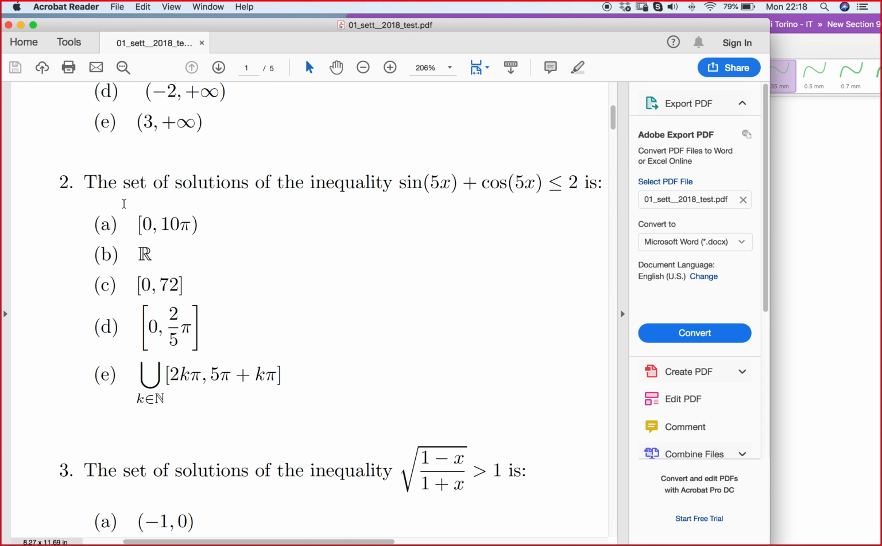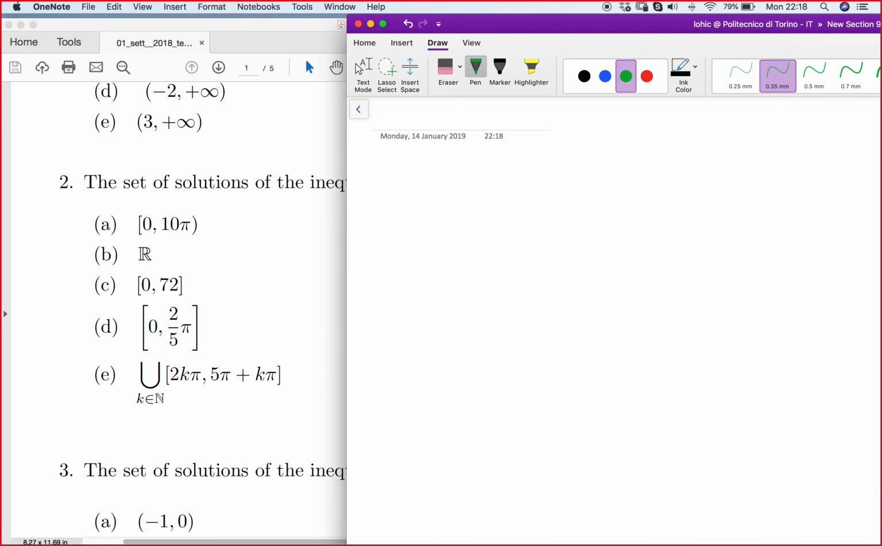The set of solutions of the inequality sine 5x plus cosine 5x smaller or equal than 2 is. So you are given the inequality, which is the sine of 5x plus the cosine of 5x smaller or equal than 2.